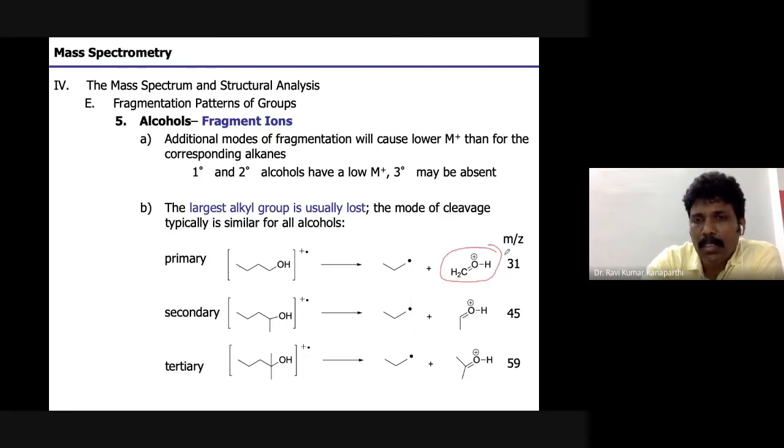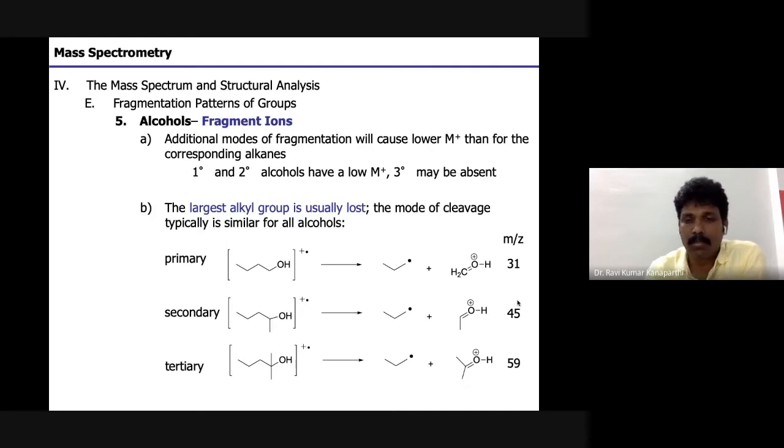CH2OH plus, which corresponds to 31. This 31 is very common in primary alcohols. When it comes to secondary alcohols, it will form this type of peak, CH3CH2OH plus. So that is 45, and the 45 peak is very common. Similarly, in the case of tertiary alcohols, the 59 peak is also very common. So 31, 45, 59 are the usual peaks that we observe in the case of alcohols. If you are dealing with a primary alcohol, 31 is the very symbolic peak.